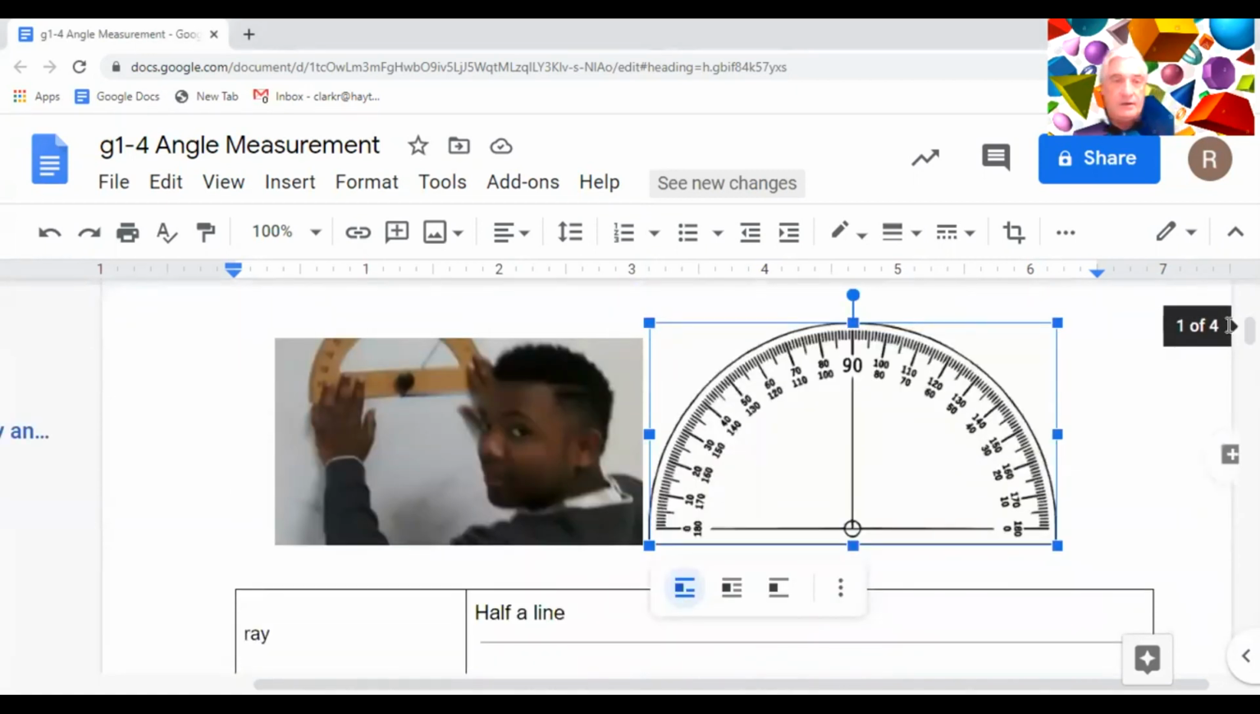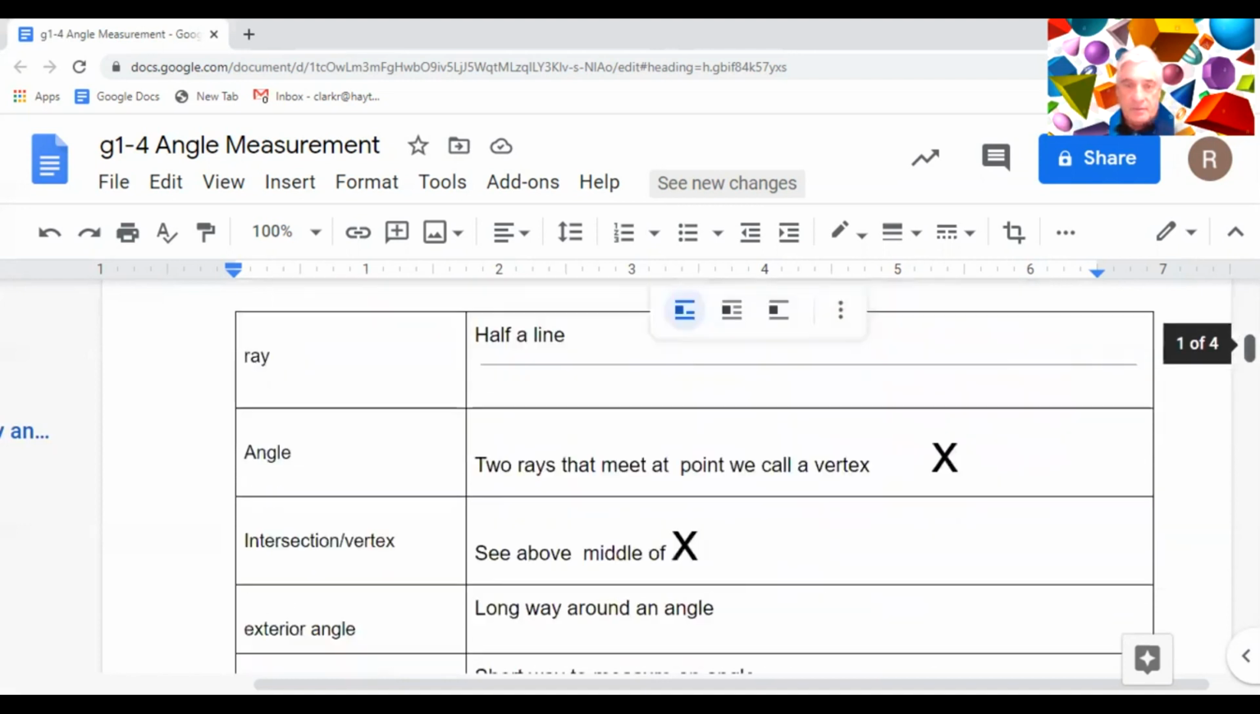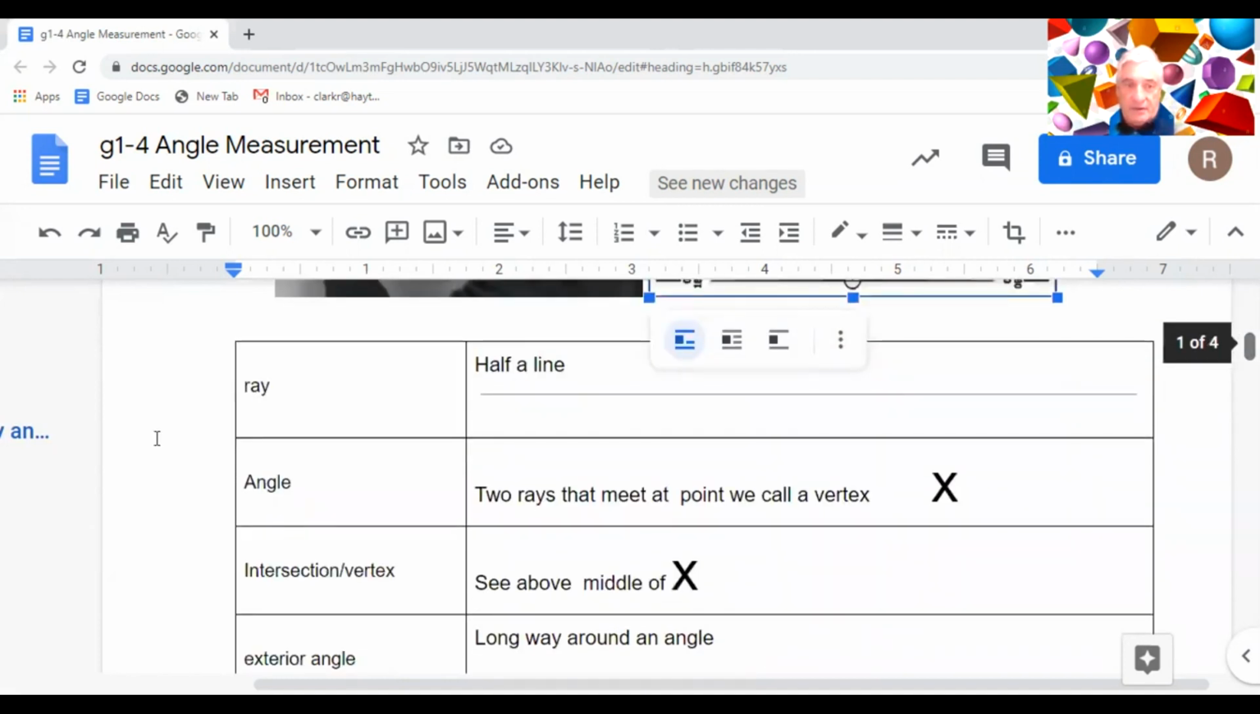This is a protractor. As you can see, he's lining this up. The bottom of your protractor goes right down that side of the protractor, and your angle goes up. Now, the bottom numbers are for the angles smaller than 90. The angles wider than 90 are going to be the top numbers. And we'll come back to the protractor in a minute. First, we need some definitions.